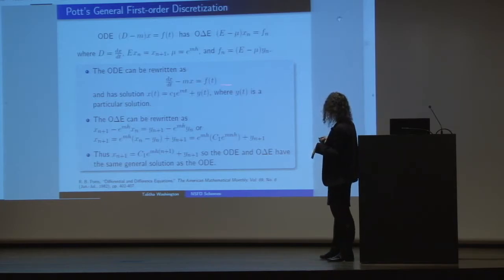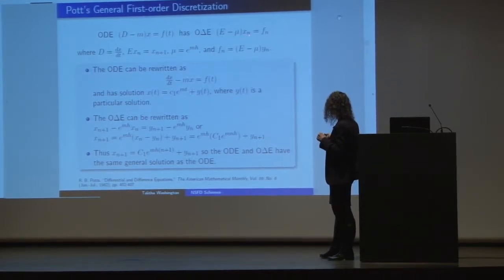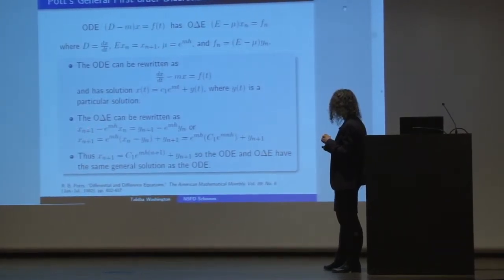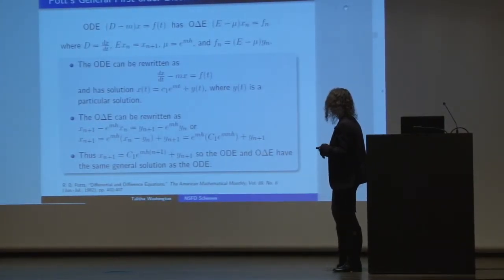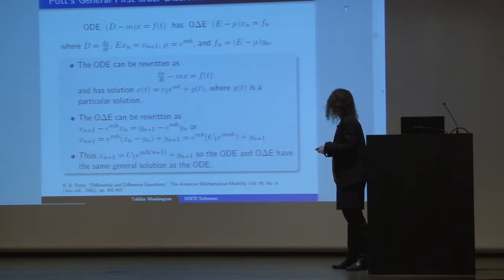So here, y of t is a particular solution. We can use some simplification and write the ordinary difference equation as follows. E applied to x of n is x of n plus 1. Remember, mu is equal to e to the mh, times x of n. And then on the right-hand side, we can substitute. We get y sub n plus 1 minus e to the mh y sub n.